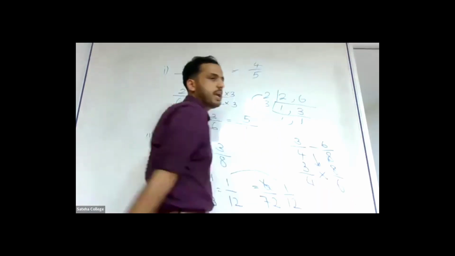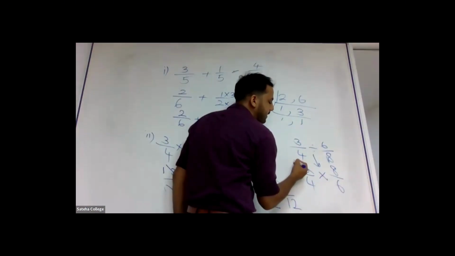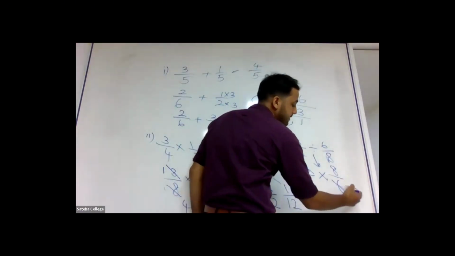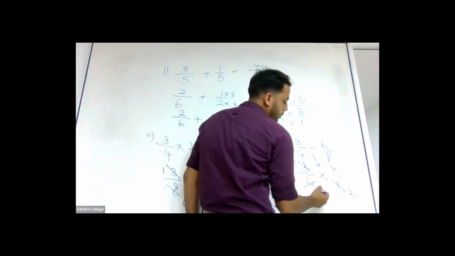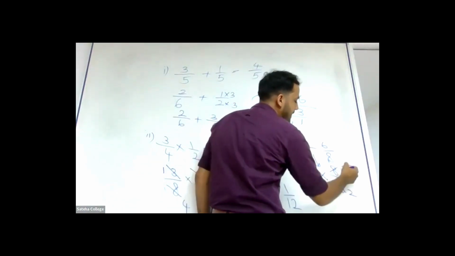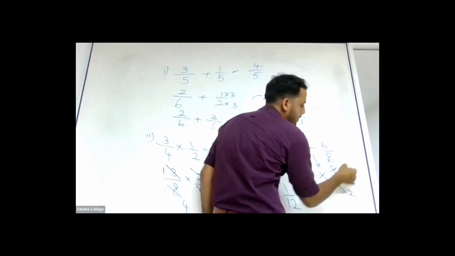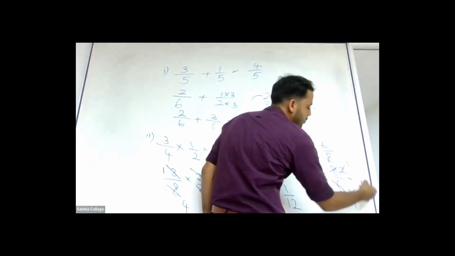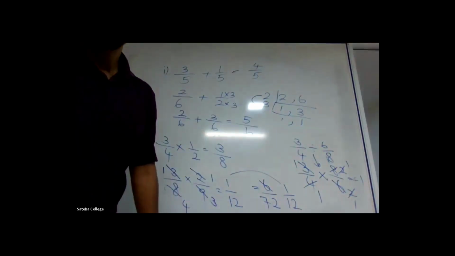Keep it for cross simplification. Can you simplify? Yes, you can divide 3 and 6 by 3. 3 divided by 3 is 1. 6 divided by 3 is 2, and 4 and 8 you can divide by 4. 4 divided by 4 is 1. 8 divided by 4 is 2. Now here, numerator and numerator you can divide. 2 divided by 2 is 1. Okay? Right.